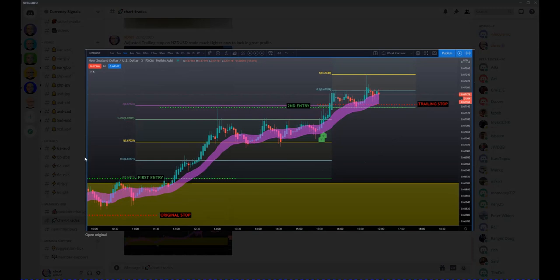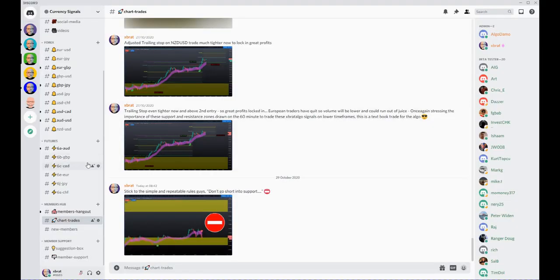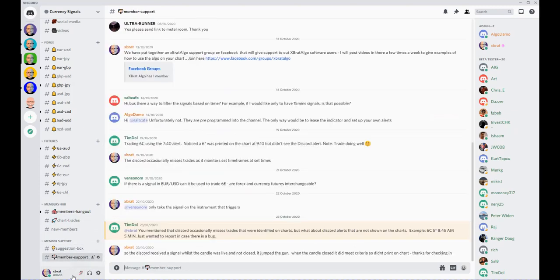Some trades that I'm in, got the first entry, pulled back, got a second entry with a 5- and 6-star buy, and that's where the trailing stop was on that point. But again, with the chart trades, if I'm in a trade, I will actually update you as I'm doing things as well. So again, another learning experience from this community. And then we have suggestion box and member support, that sort of thing in there as well.